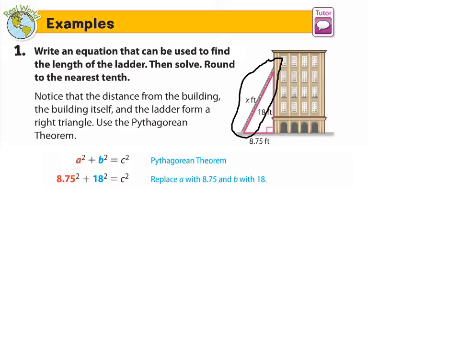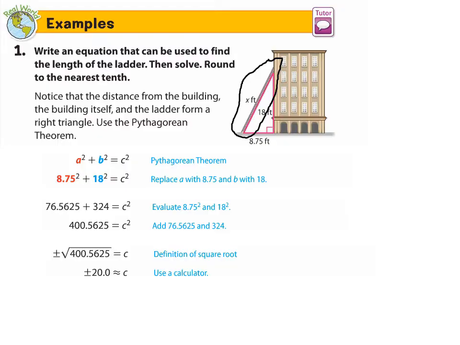So we can say 8.75 is a, so 8.75 squared, plus we'll say b is the height, 18 squared, is going to equal c squared. 8.75 squared is 76.5625 plus 18 squared, which is 324. Add those together, you get 400.5625. You find the square root of 400.5625, and it's approximately positive or negative 20.